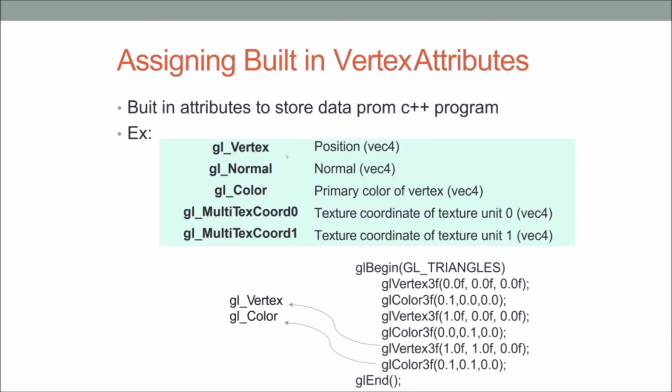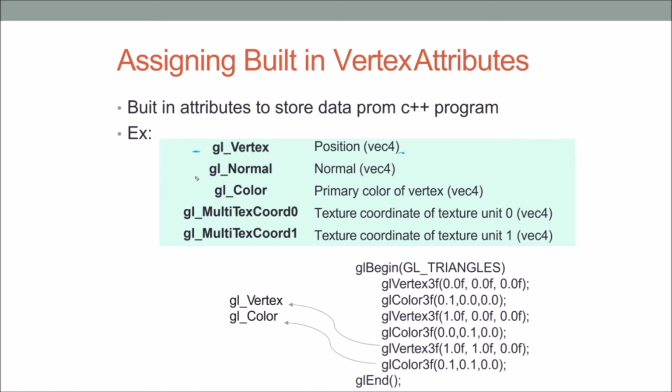Right, so this is assigning built-in variables. Usually in the vertex attributes, we have a few built-in variables that you will see, and you can address these. The one is the vertex, gl_Vertex, that has a position of 4.